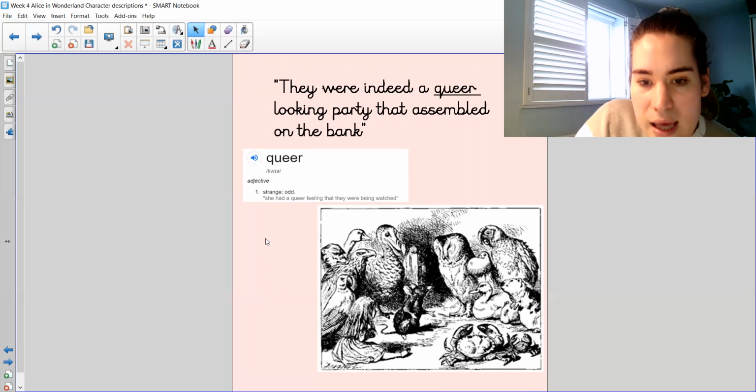So a lorry is one of these birds. It's a little bit like a parrot. I think it might be this one.